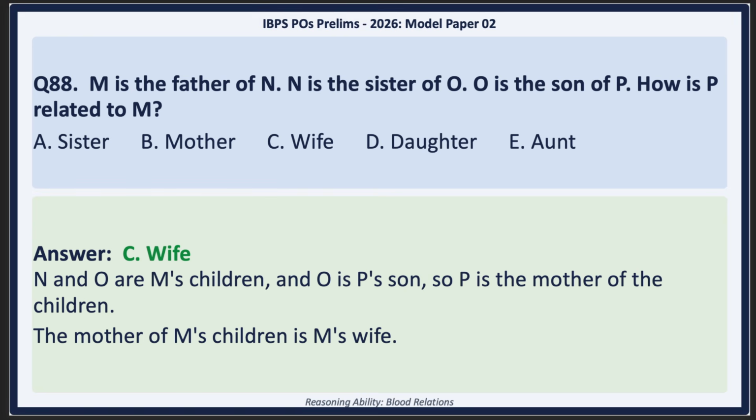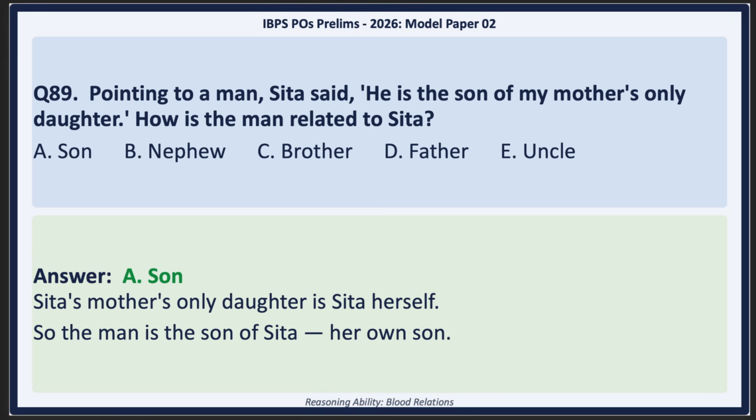Then we get a classic riddle for question 89. Pointing to a man, Sita said, "He is the son of my mother's only daughter." Okay, so break down the noun phrases. If Sita is speaking, my mother's only daughter is really just a complicated way of Sita referring to herself. Exactly. So the sentence simplifies to, he is the son of myself. He is her own son.